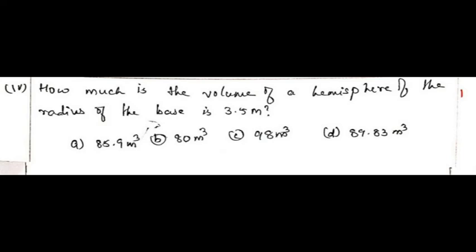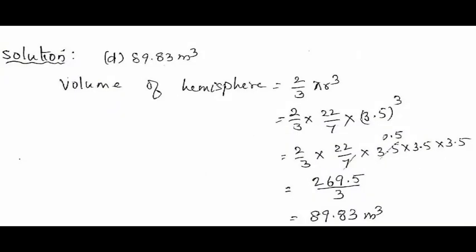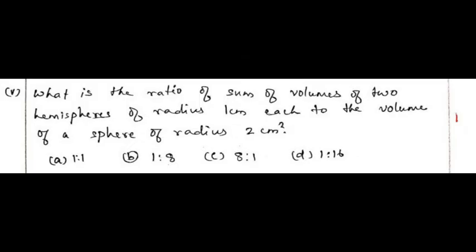Question number 4. How much is the volume of a hemisphere if the radius of the base is 3.5 meter? Volume of hemisphere is given by the formula 2 by 3 pi r cube. Substitute the values and you get 89.83 meter cube.